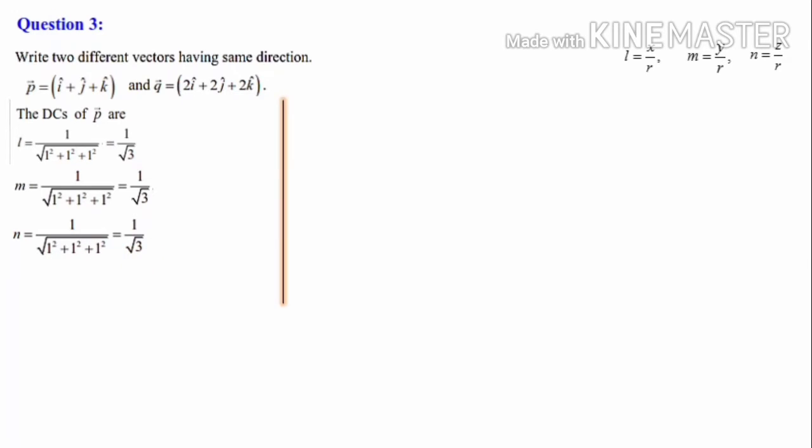Now let's check the direction cosines of vector Q. That is l is equal to, here x value is 2, 2 divided by root of x square plus y square plus z square, that is root of 2 square plus 2 square plus 2 square, that is equal to 2 divided by, 2 square is 4, so 4 plus 4 plus 4, that is equal to 12. 12 we can write as 4 into 3. When the 4 comes out of the square root, it comes as 2. So 2 root 3. 2 divided by 2 root 3, and 2 will be cancelled, and 1 by root 3 is the first direction cosine of Q.